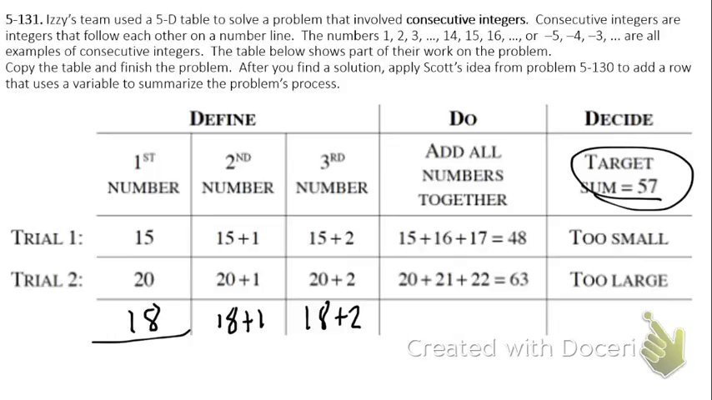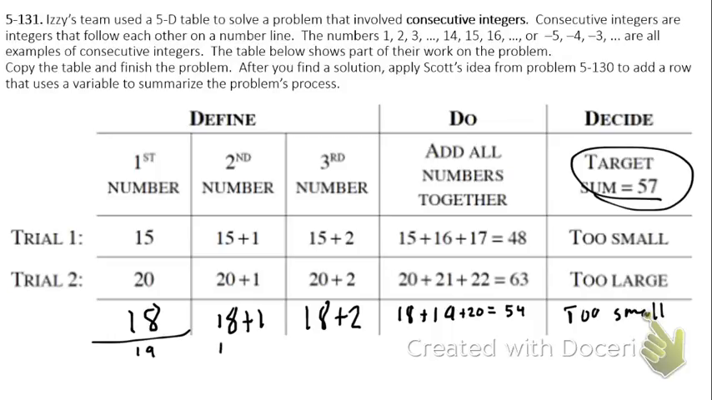So 18, 19, 20. So adding all the numbers together, 18 plus 19 plus 20. So 18 plus 19 is going to be 34. And 34 plus 20 would be 54. So I am too small. Just a little bit too small. So I'm going to try once more.